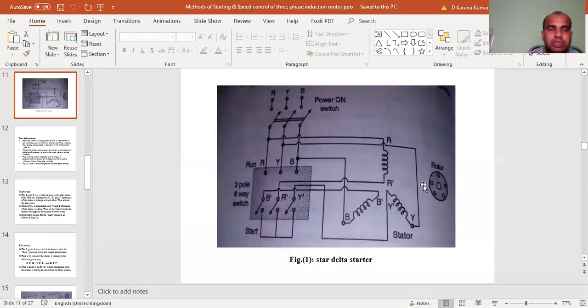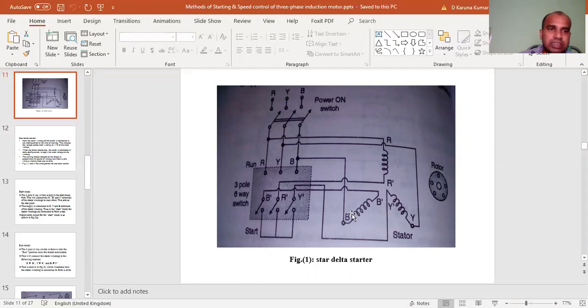The next one, the second one, is the star delta starter. Here the stator winding of the motor, R, Y, B, is connected in star configuration at the time of starting. This reduces the voltage across each winding to 1 by root 3 of the rated voltage. When the motor accelerates, the stator is connected in delta configuration to apply the rated voltage to the winding. The starting torque is reduced, as the torque is proportional to the square of the voltage. There is jerking while switching from star to delta.